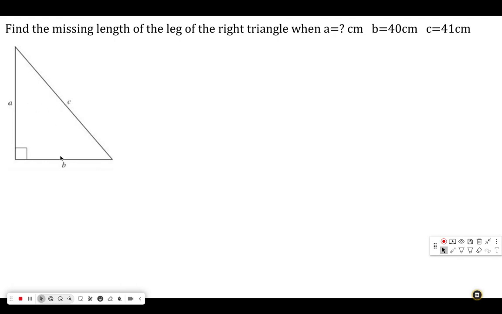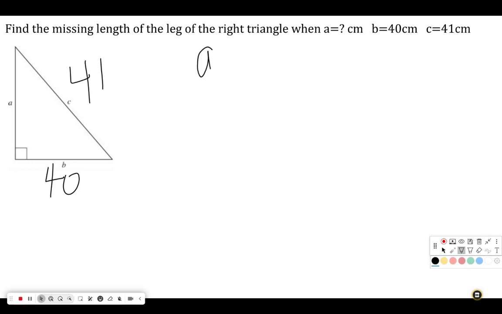So I'm going to find one of these missing legs. It looks like we don't know A. So we're missing A, but they've given us B, the other leg, 40, and C, the hypotenuse, 41. So I'm going to label this real quick. This is 40, this is 41. We don't know A. So we're missing one of the smaller sides. So let's find the length of that leg.